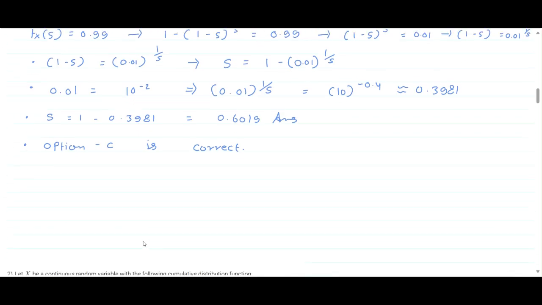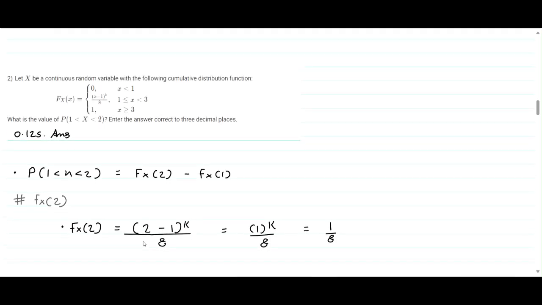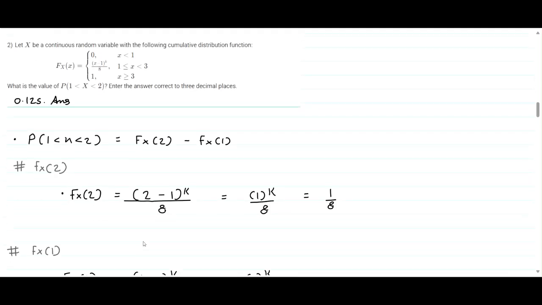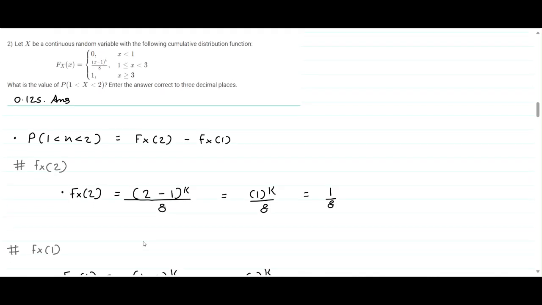Now let us see question number 2. Let x be a continuous random variable with the cumulative distribution function given below, and we need to find the probability of x greater than 1 but less than 2. So we can write the probability of x greater than 1 but less than 2 as CDF at 2 minus CDF at 1. Let us first find the CDF at 2.